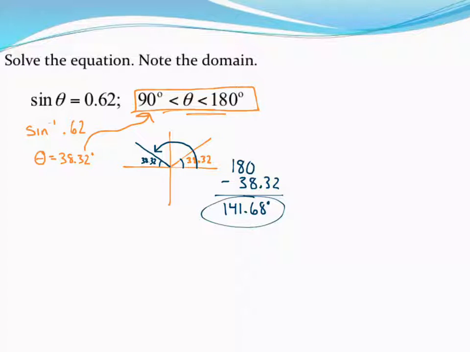And since these are so easy to check, let's just do a quick check of this. First of all, it is between the two numbers I said it should be. It's between 90 and 180. Also, when I do the sine of 141.68, that should be equal to 0.62. And using a calculator, I can see that, yep, it comes out really close to that.